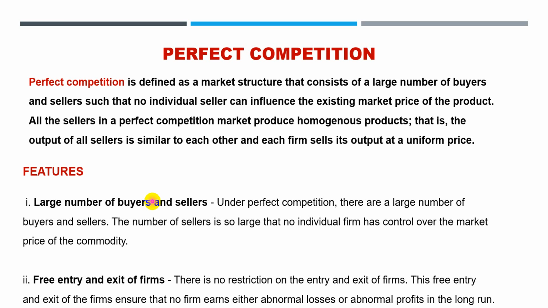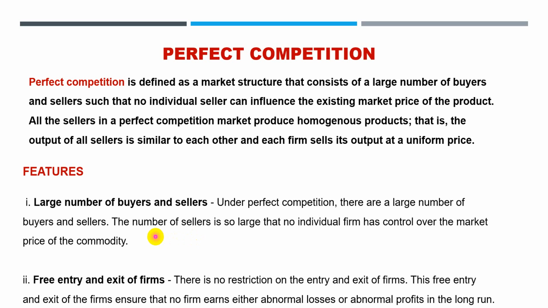Apart from this, large number of buyers and sellers. So its important features are large number of buyers and sellers. In a perfectly competitive market, there are a very large number of buyers and sellers. The number of sellers is so large that no individual firm can control the price of the market. Similarly, the number of buyers is so large that the buyers cannot influence the price of the commodity.